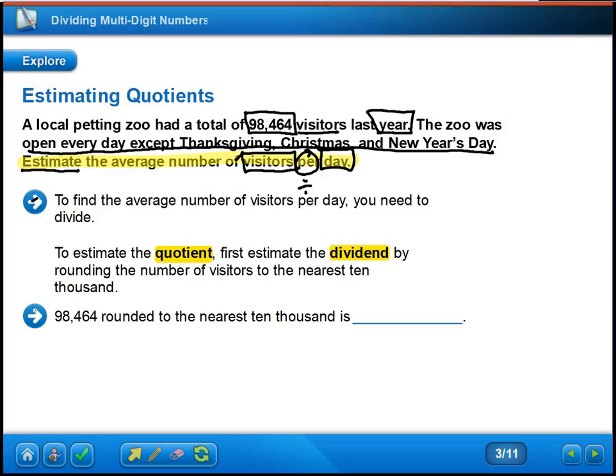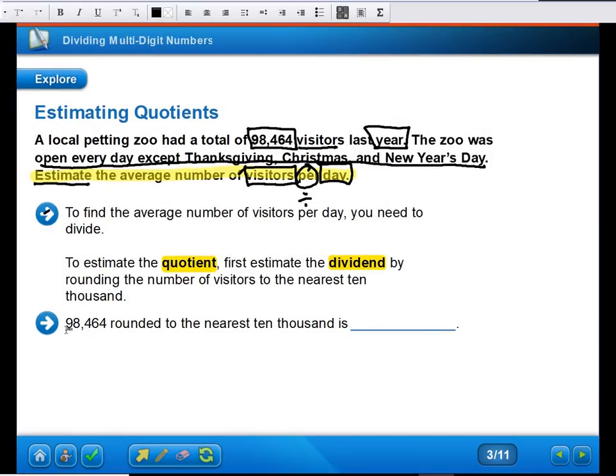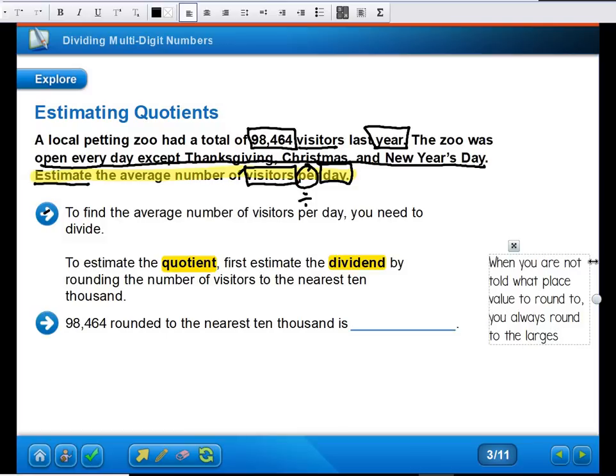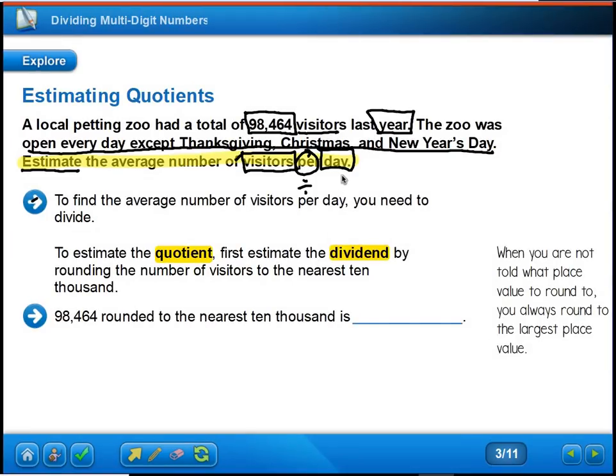Something that's important to note is that when you're not told what value to round to, so in this case, we weren't told which place value to round to until this little spot came up, you always round to the largest place value. So we weren't told to round to the 10,000s in this problem, but we're going to because 10,000 is the largest place value.